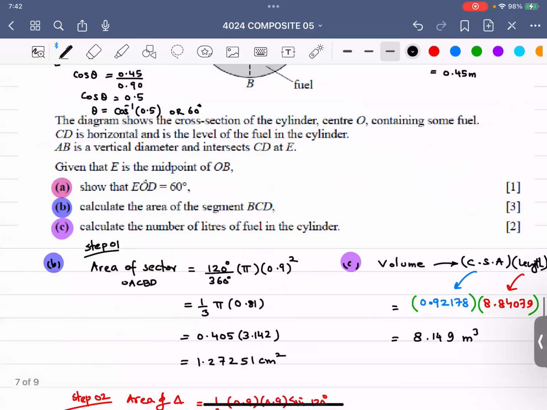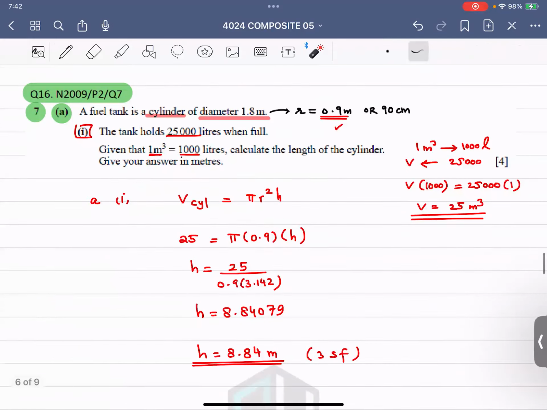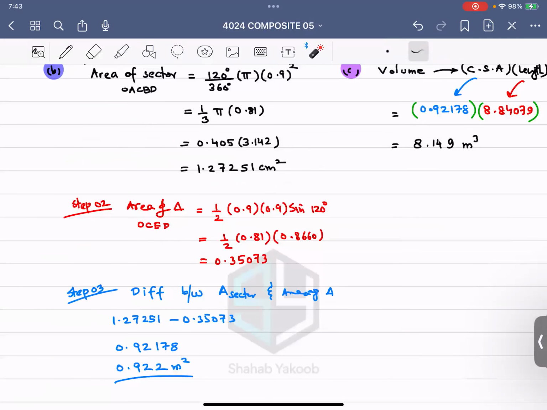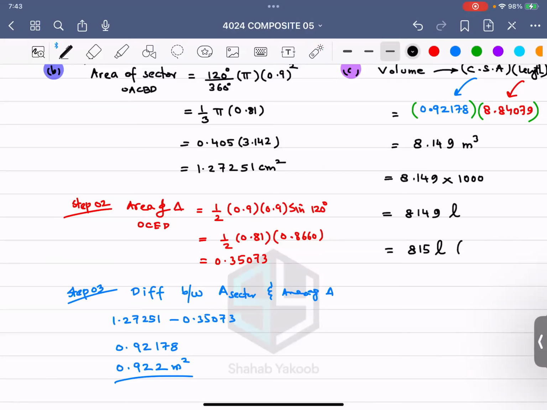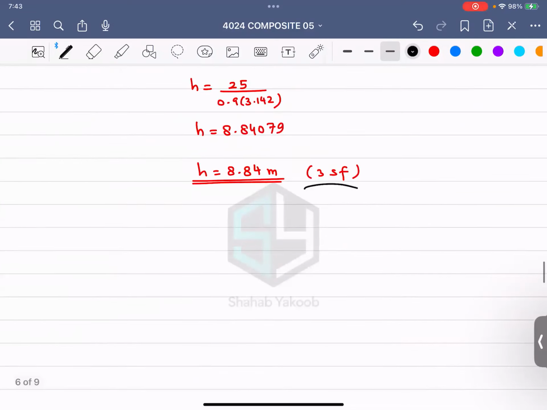Now we know the conversion, that 1 meter cube is 1000 liters. So this is 8.149 meter cube. Therefore, 8.149 into 1000 comes out to be 8149 liters. That is 815 liters rounded off to 3 significant figures. The final answer is 3SF. This is the unrounded value.